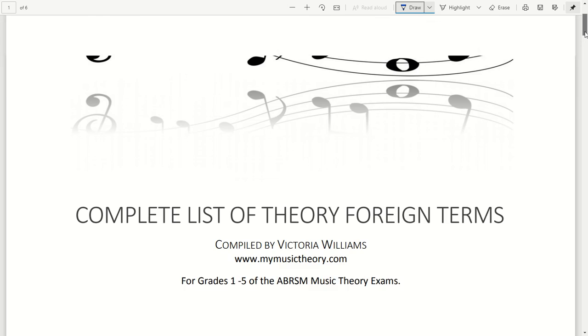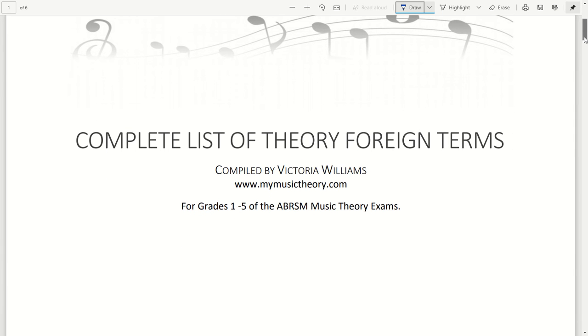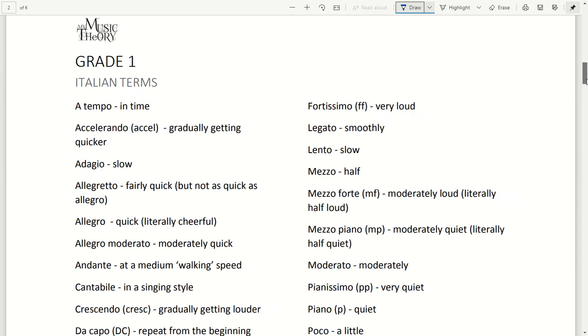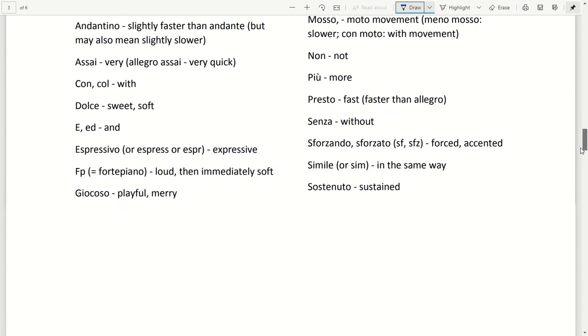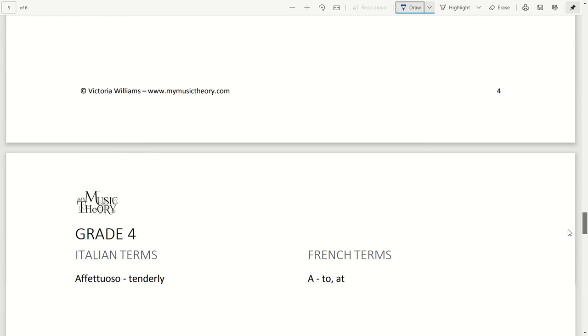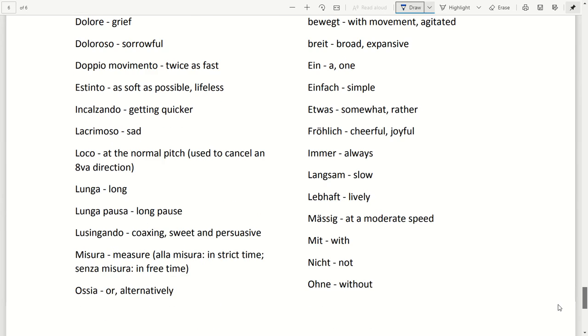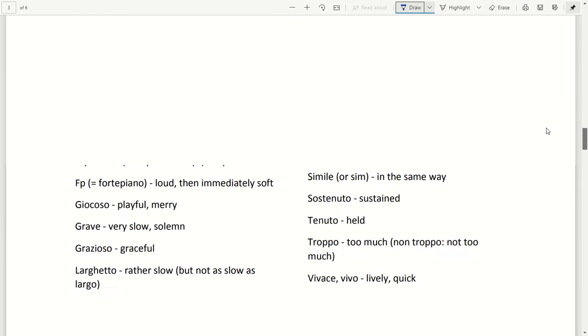So I found this lovely little document by Victoria Williams, who has quite a few YouTube videos as well. I'll put that in the description, as well as a link to this PDF. It's a 6-page PDF that goes through all of the Italian terms from grade 1 to grade 5. It also has the French terms and the German terms, but we're just going to ignore them for the purpose of this exam. We only need to worry about the Italian terms.